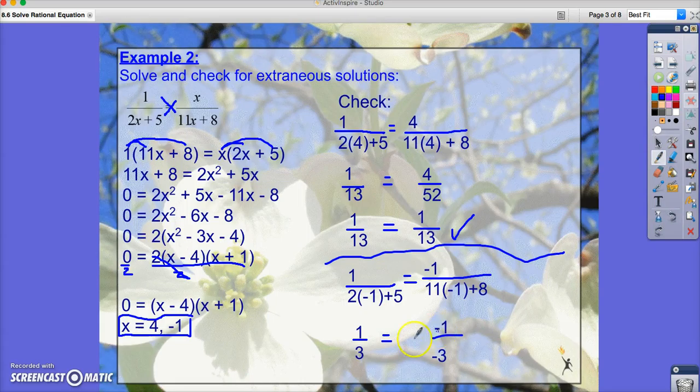And what is a negative divided by negative? Well, this is 1/3. Negative divided by negative is a positive. So you get 1/3 equals 1/3. And that's correct. So in this case, both check out. So once again, you have to check both of them. Sometimes one works, sometimes both, sometimes none.